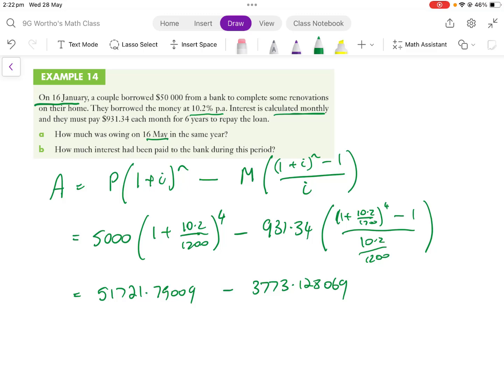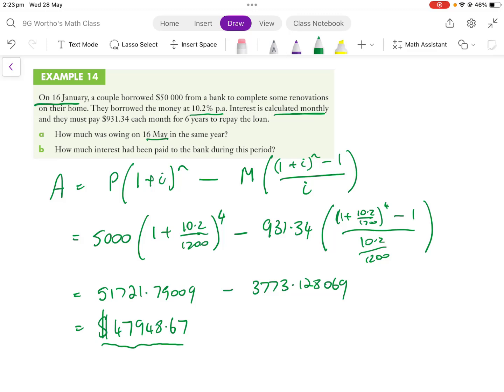Okay, and again, I could store that as another letter in my calculator, and then I could just do, for example, X take Y, if that's what I stored them as, and what we end up with is $47,948.67. So that's the amount owing after 4 months, right? Because you've been reducing it, but you haven't reduced it by 4 lots of 931 because you were gaining interest on what you borrowed as well. So you've reduced it by less than that, but that's the idea of it.